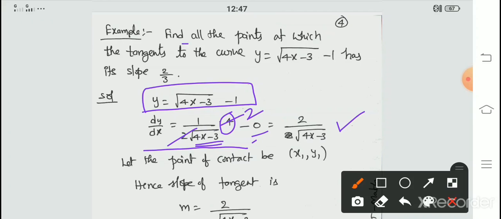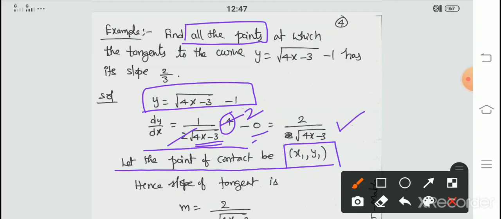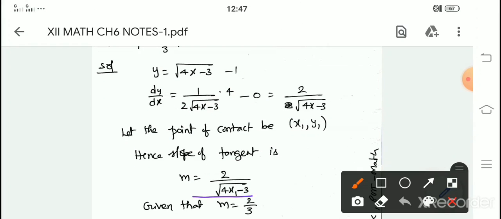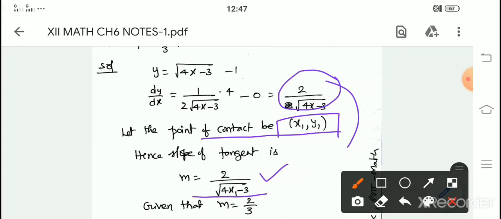Now we have to find out the point, no? So that point of contact you take as x1, y1. Hence the slope of tangent will be 2 by root over 4x1 minus 3, because the point of contact is x1, y1. So the slope changes to 2 by root 4x1 minus 3. Once you substitute the point of contact, then only it becomes the slope of tangent.